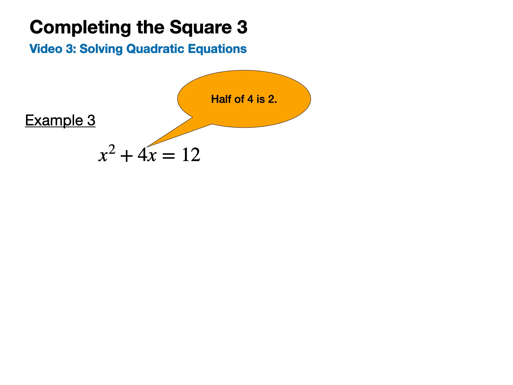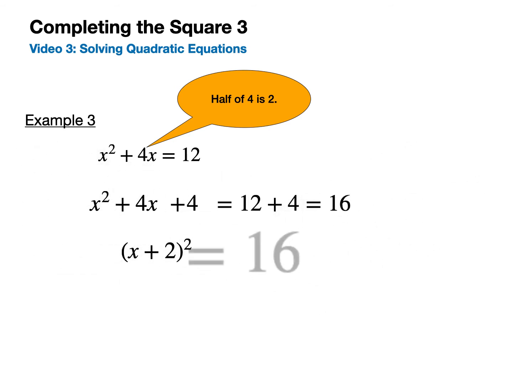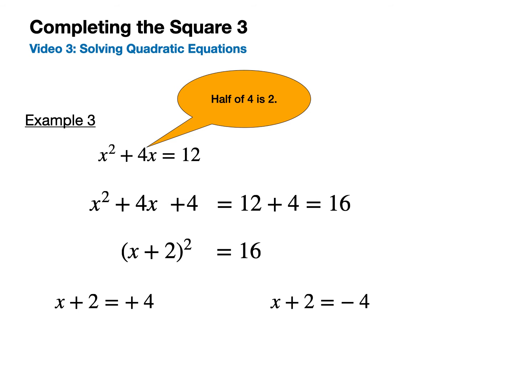Half of 4 is 2. Square this to get 4, and I know that by adding 4, I'll complete the square on the left-hand side. And this is the square of x plus 2. But what I do to one side of the equation, I must do to the other. So add 4 to the right-hand side, giving 16. And now I am able to take the square root of both sides. x plus 2 is equal to 4 or minus 4. Finally, subtract 2 from both sides of each equation, and x is equal to 2 or minus 6.